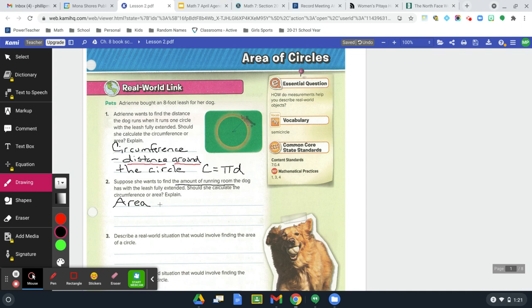Area, because it's the space inside the circle. Okay, space inside the circle. So if that dog starts running around inside, that's what she's trying to see, the amount of running room, area. So this is lesson 2. And so we're going to learn this formula here shortly. We'll go back to that and we'll talk about that on the next page.